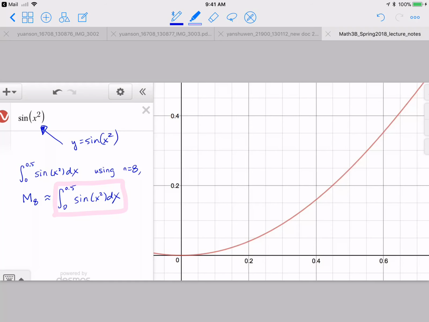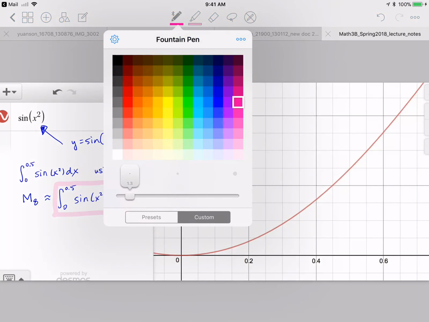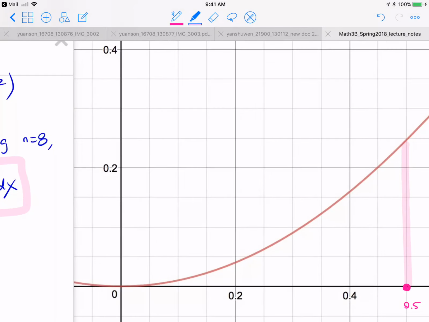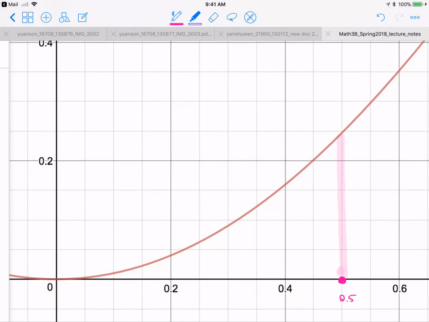Now, I just wanted to show you what this meant. What does it mean to discuss M8? Well, since we're going to 0.5, this is 0.5 right here. So the area that we're trying to approximate is this area right here, all the way up to there. That's the area that we're trying to approximate.